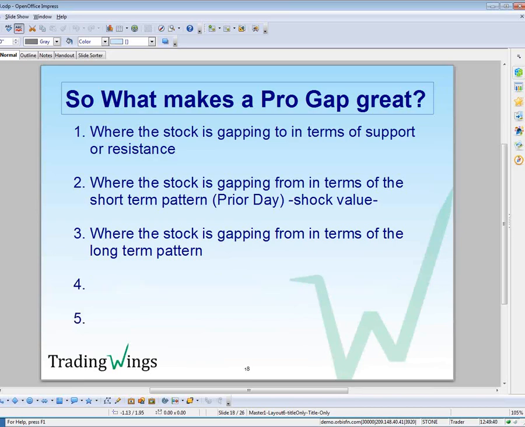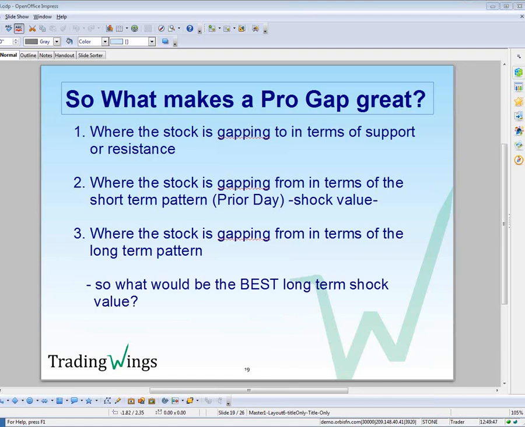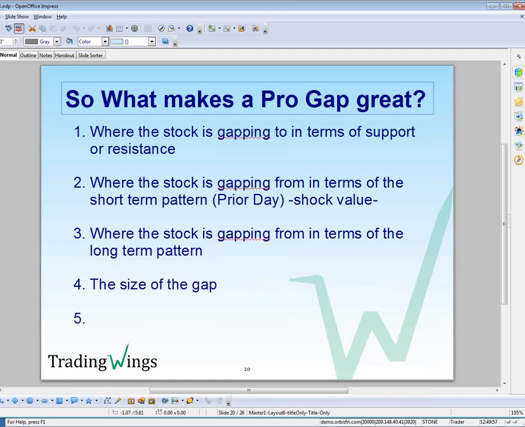So where would the stock gap into in terms of long-term pattern, guys? What would be the best long-term setup? Again, we talked about over two pivots versus one. So that's what we just talked about. And then the fourth thing would be the size of the gap. What do I mean by size of the gap? Anybody, any thoughts there?